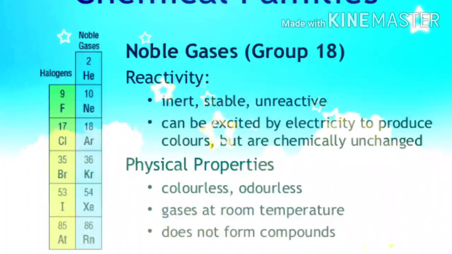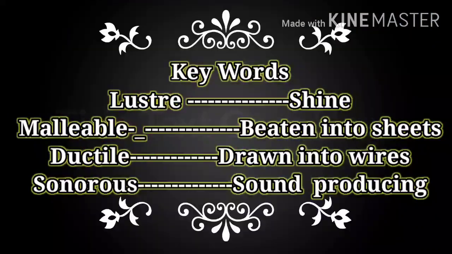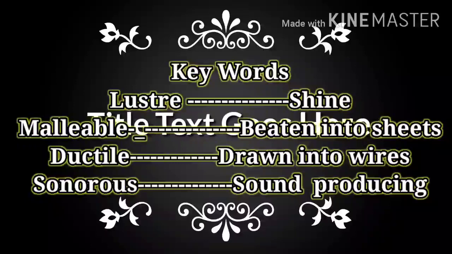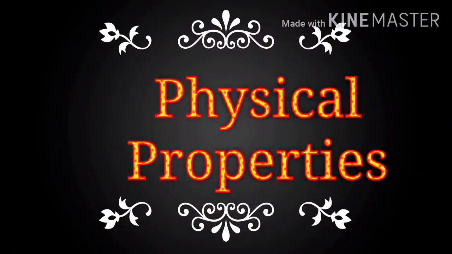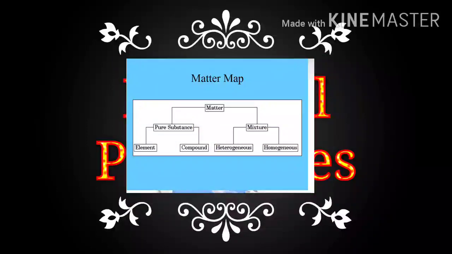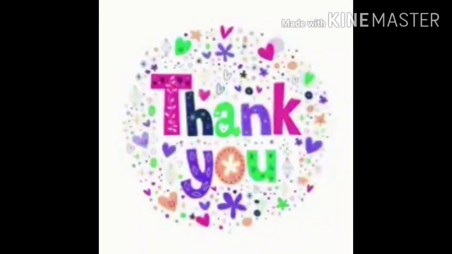So let's summarize the keywords you have learned for the metals: luster, that is shine; malleable, beaten into sheets; ductile, drawn into wires; sonorous, sound producing. Now when we talk about the physical properties, we say physical appearance, melting point, physical state, density, strength and shaping. So this is the matter map which explains pure substances and mixtures. Hope you have understood pure substances and mixtures.